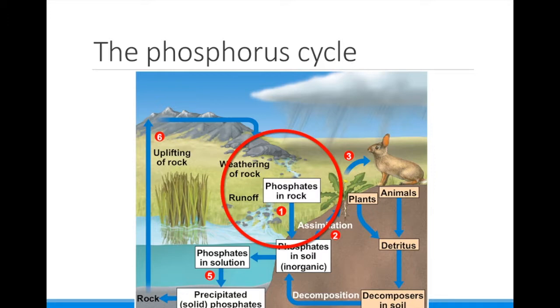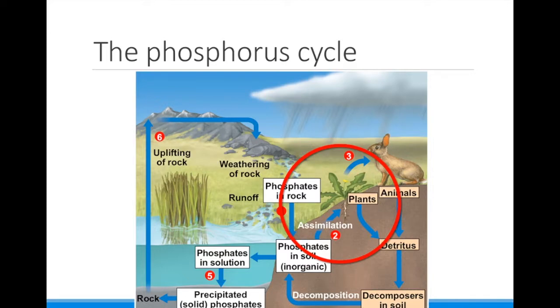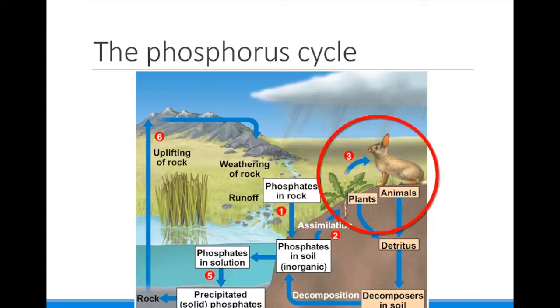The phosphates stored in the soil are available to plants. Plants absorb them through their roots and then use them to build up their own bodies, specifically DNA and ATP. Consumers can then eat the plants, so they are taking the phosphate in the plants and using it for their own bodies. When the plants and animals die, they are broken down by decomposers, and the phosphates are returned to the soil.